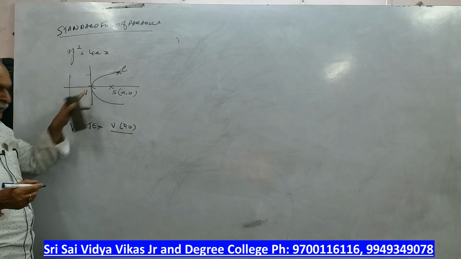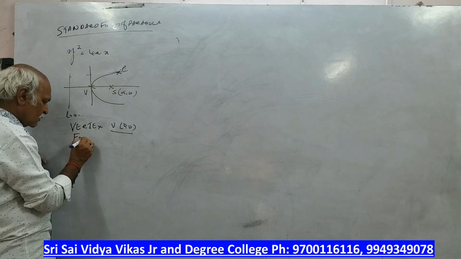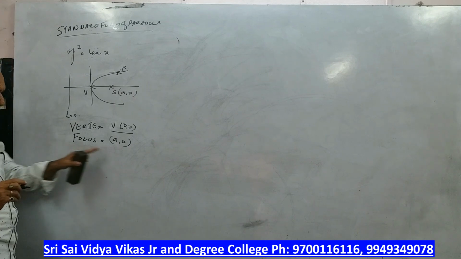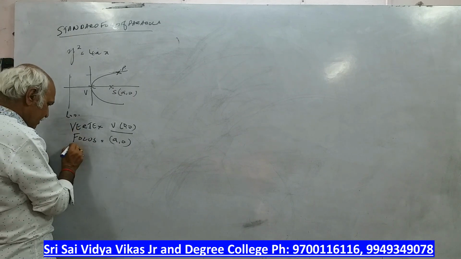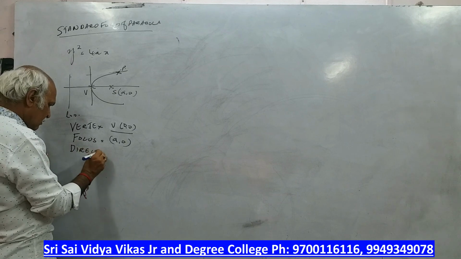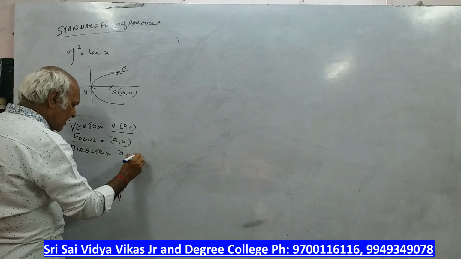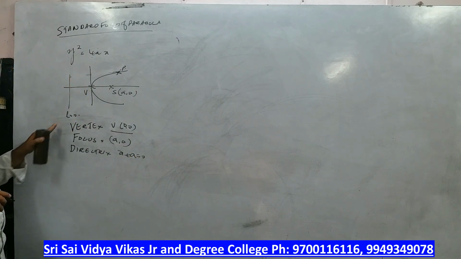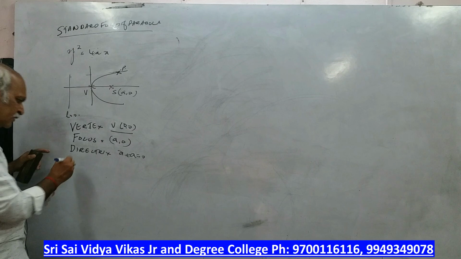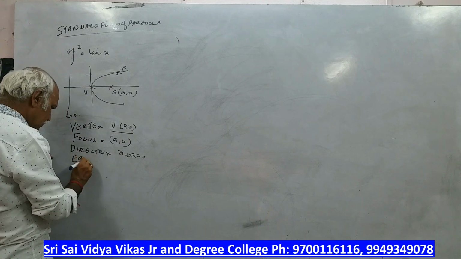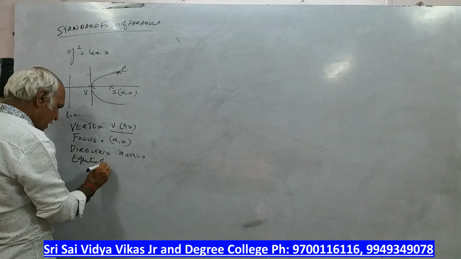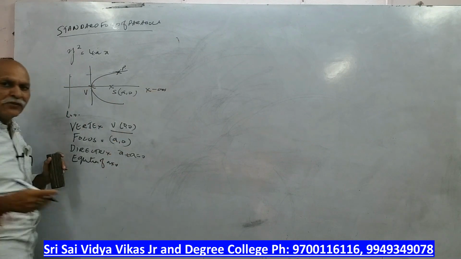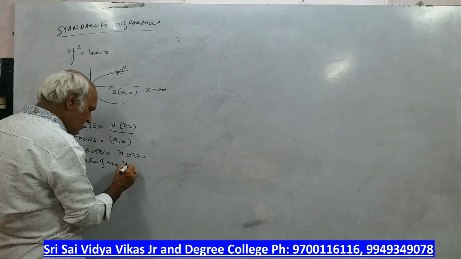It means the origin. Next, focus is (a, 0). Next, equation of directrix is x plus a is equal to 0. So, vertex, focus, directrix. Next, equation of axis. The axis is the x-axis. On the x-axis, which coordinate will be 0? y. So, y is equal to 0.